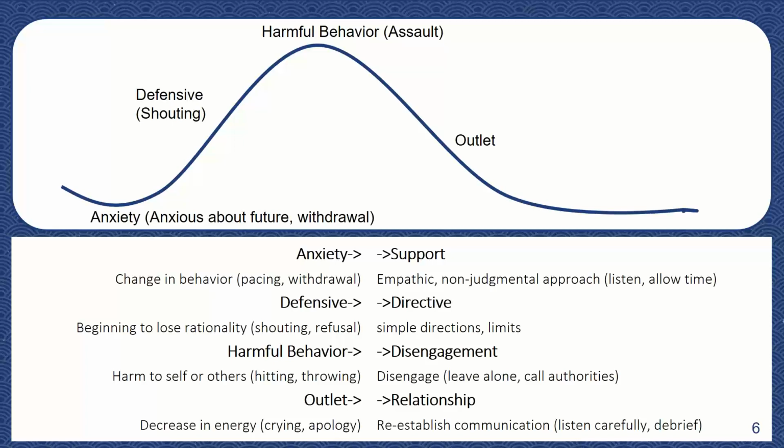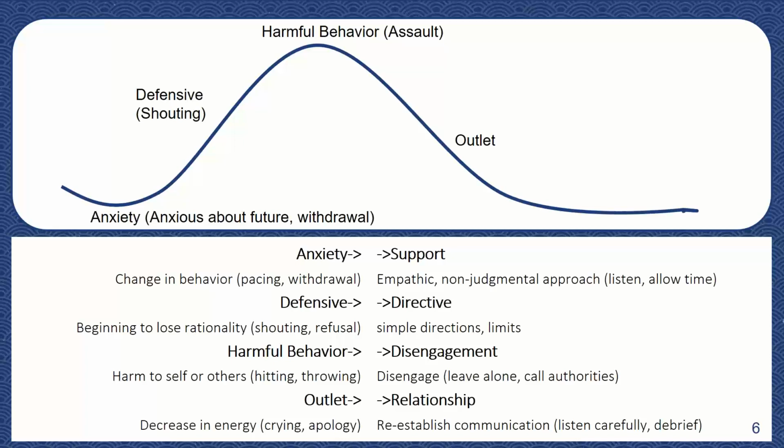And so when somebody gets to that point, because they are beginning to lose rationality, we need to be very simple in our directions. So, two to three word sentences, setting limits. "Joe, I need you to sit down." "Joe, I need you to step outside." "Joe, I need you to lower your tone." Very super simple. If you can't lower your tone, we're going to ask you to leave. And just repeating those things, just super simple.